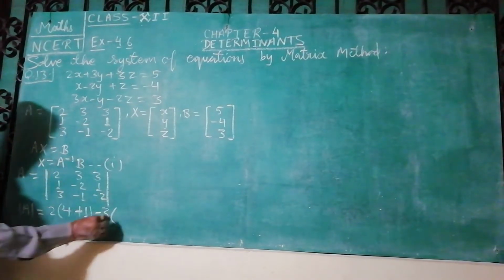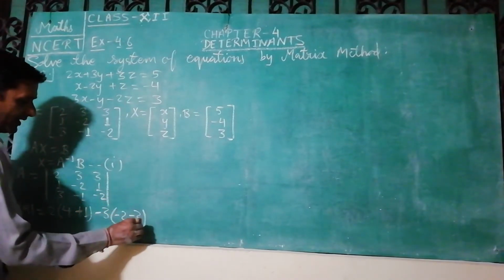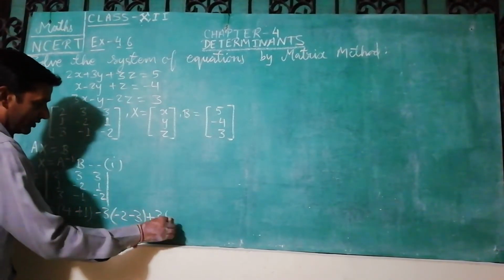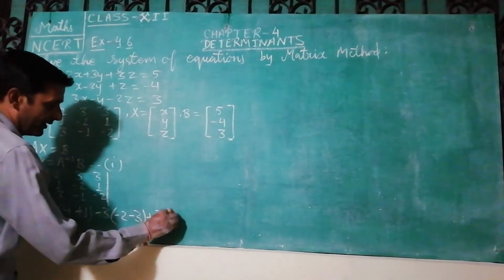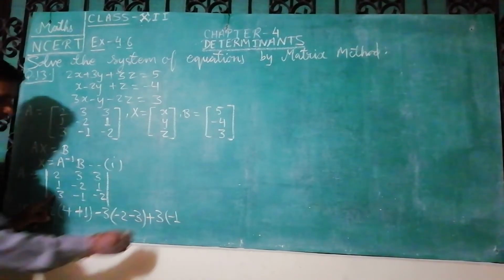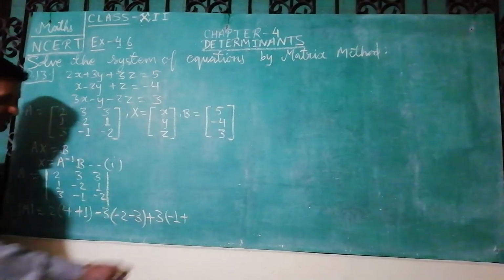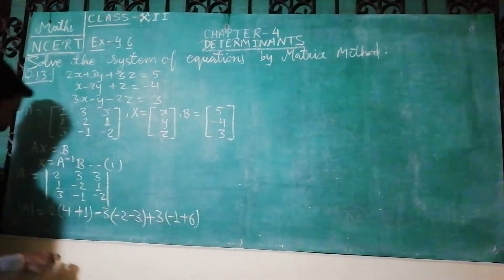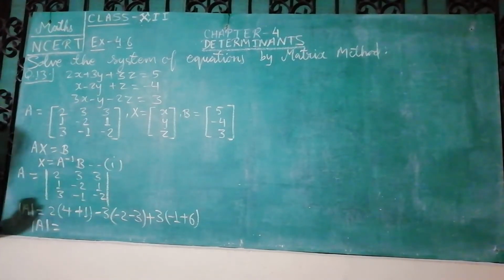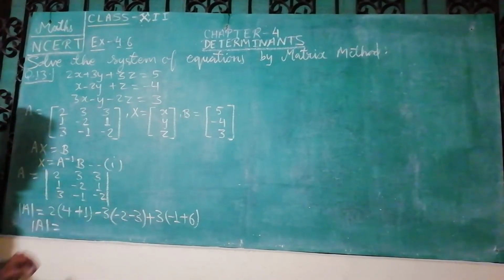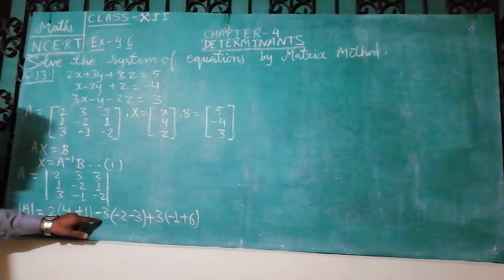1 into minus 2 is minus 2 and minus 3 into 1 is minus 3, and then plus 3 into what? This row and this column will be eliminated. 1 into minus 1 is minus 1, and then minus into minus is plus. 3 2s are 6. So determinant A is equal to, directly I am writing, 5 2s are 10 and 5 3s are 15. It is also positive 15 because it is minus 5. Minus 5 into minus 3 is plus 15.